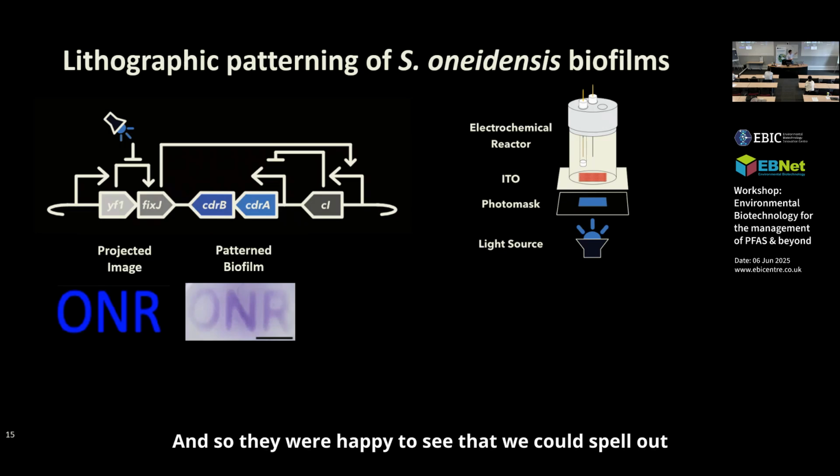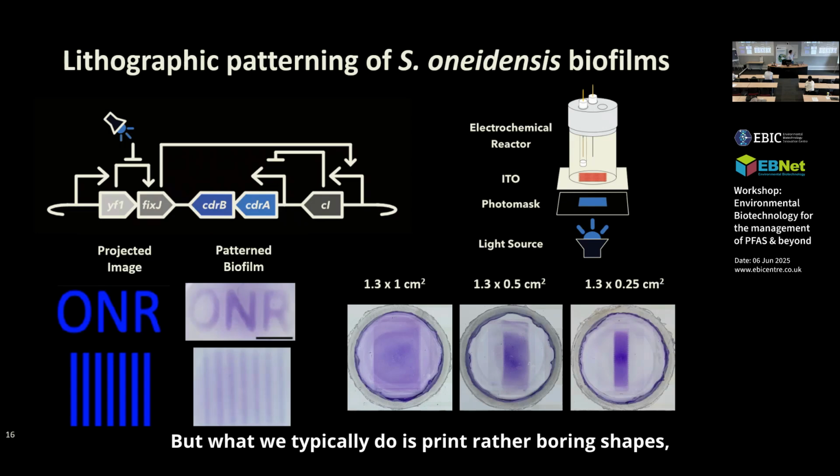And so they were happy to see that we could spell out their name on here. But what we typically do is print rather boring shapes, things like rectangles. And the reason why we like to do this is because rectangles are really easy to do math on. And so part of our goal here was to really measure the intrinsic conductivity of these biofilms, treating them like a material and thinking about how you can build larger circuits out of these. But we first needed to have an understanding of the geometry that you're passing current through.